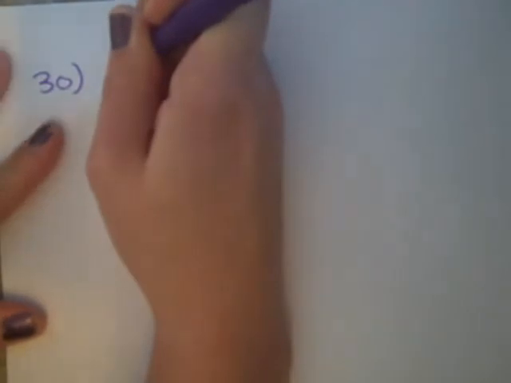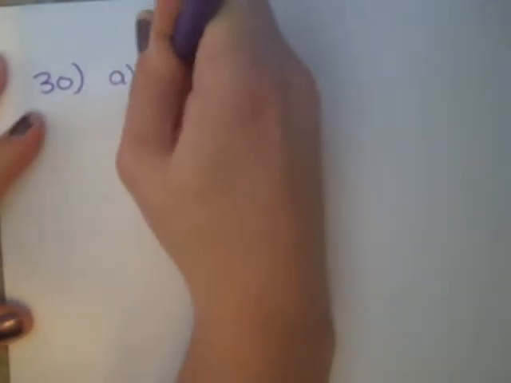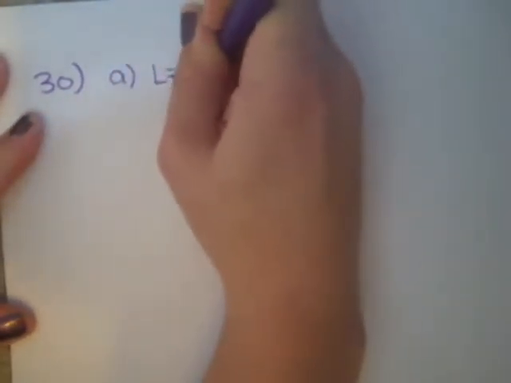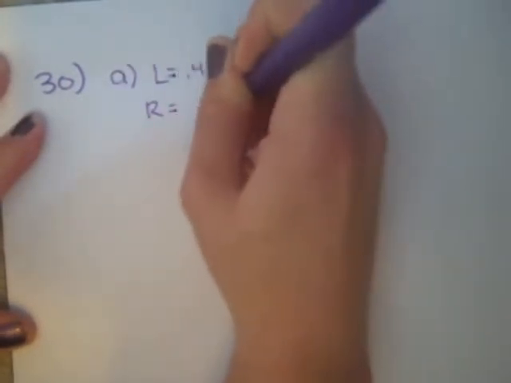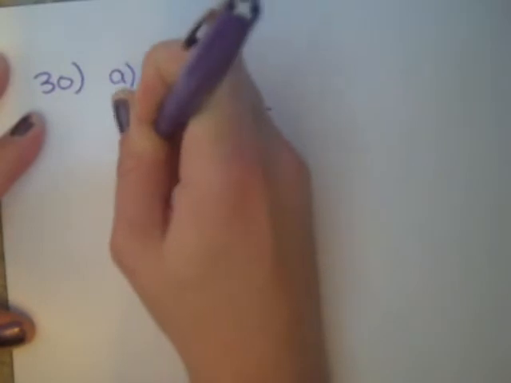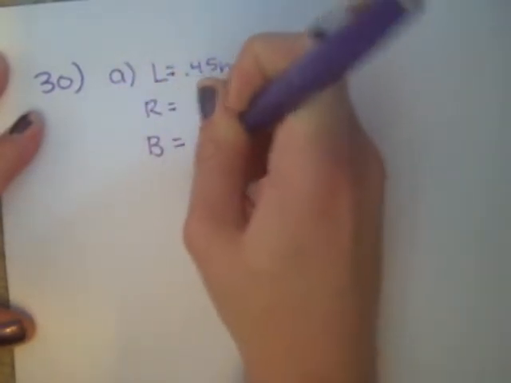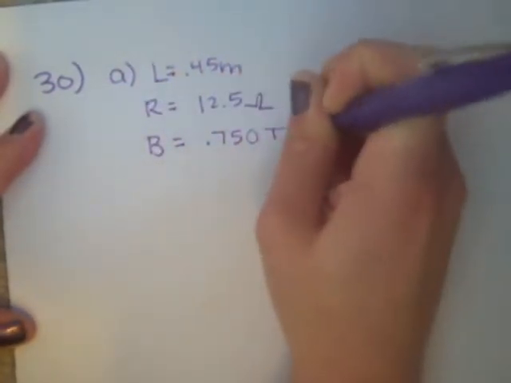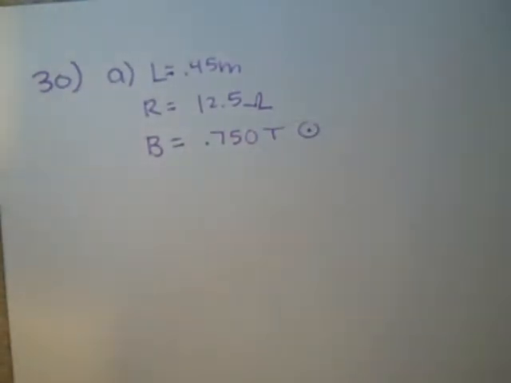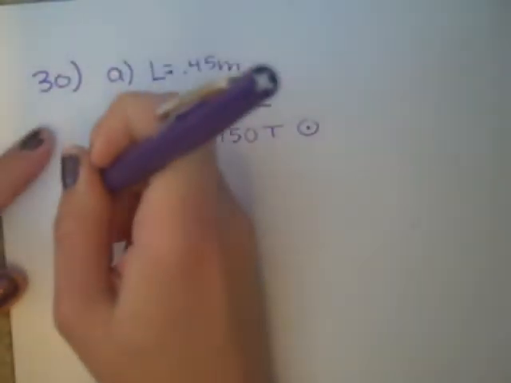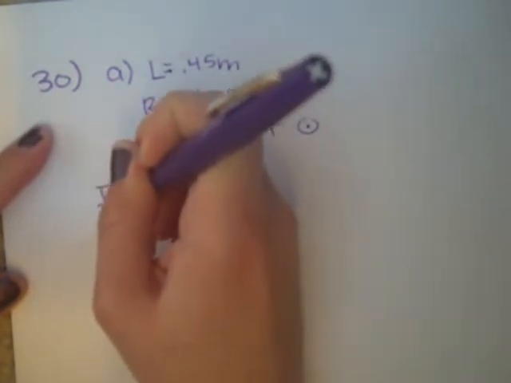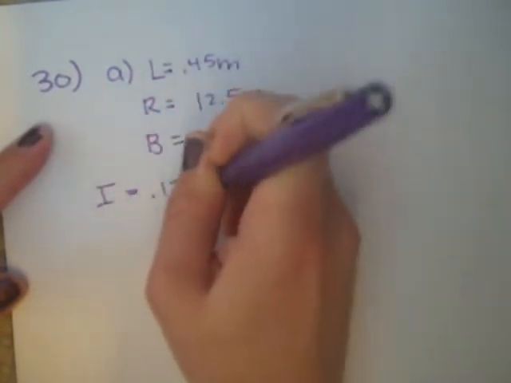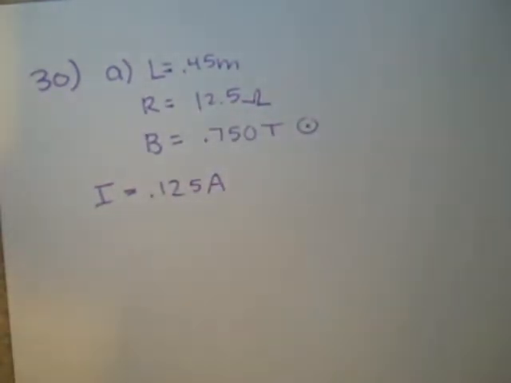So again, I'm just going to go ahead and list my givens. The length of my rod is 0.45 meters. The resistance in the circuit is 12.5 ohms. And the magnetic field that they have is 0.750 Teslas out of the page. And so in part A, your induced current is 0.125 amps. So that is your other given here.